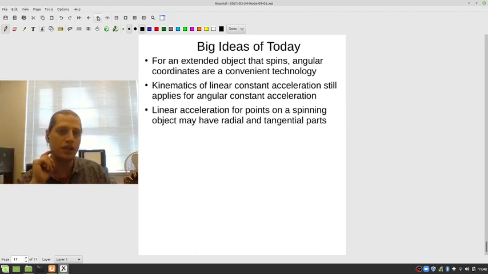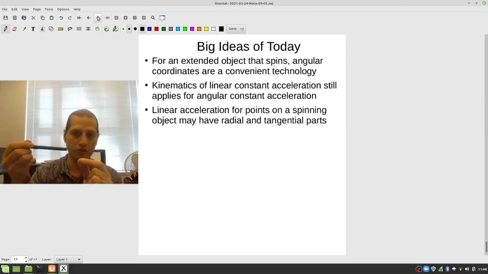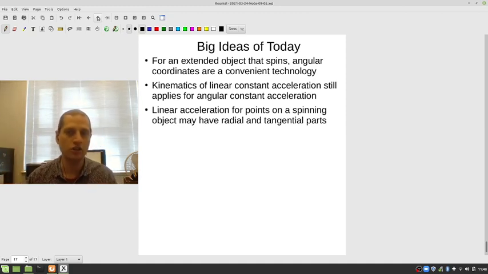So big ideas of today: for extended objects that spin, angular coordinates are convenient. Kinematics of linear constant acceleration are going to apply for our angular constant acceleration. And finally, the linear acceleration for points on a spinning object may have radial and tangential parts, because if you're going around the circle, the radial part is about changing direction, and the tangential part is about changing speed.